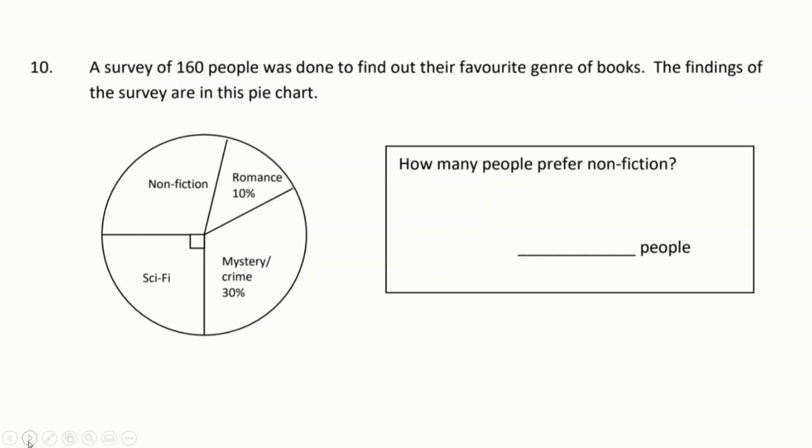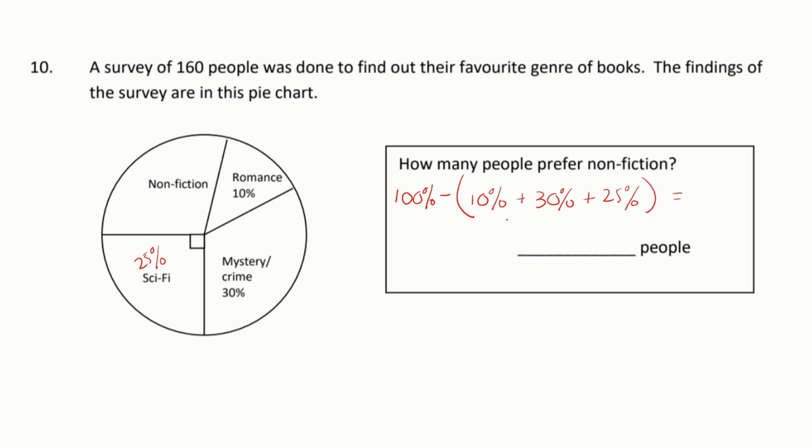Okay, let's go on to our next question. Here we have a survey of 160 people to find out their favourite genre of books. And the information is shown in the form of a pie chart. So we do not have any numbers here. They're all percentages. We know that science fiction is 25% because it's a right angle and that's a quarter. We want to know how many people prefer non-fiction. So we're going to do 100% minus open brackets. We've got 10% for romance. We have got 30% for mystery and crime, and then we've got 25% for science fiction.